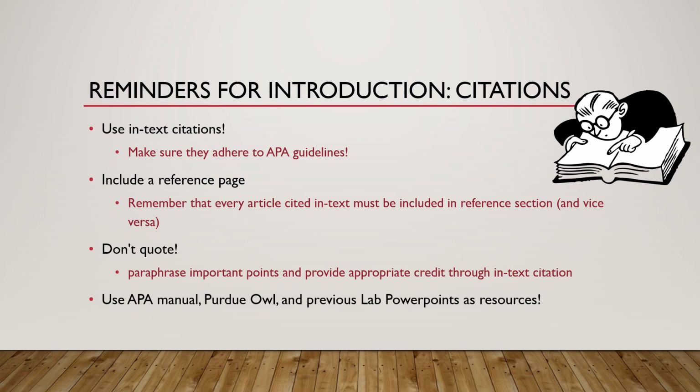sure that you're doing the in-text citation appropriately, where you're saying exactly where that quote was located so somebody could find it. You can use your APA manual or Purdue OWL, which is the online website. Just Google Purdue OWL APA, and it'll show you a little bit more about how to do these in-text citations if you were confused at all from the Lab 3. You can also look at our old lab PowerPoints, of course, as resources for doing these citations.